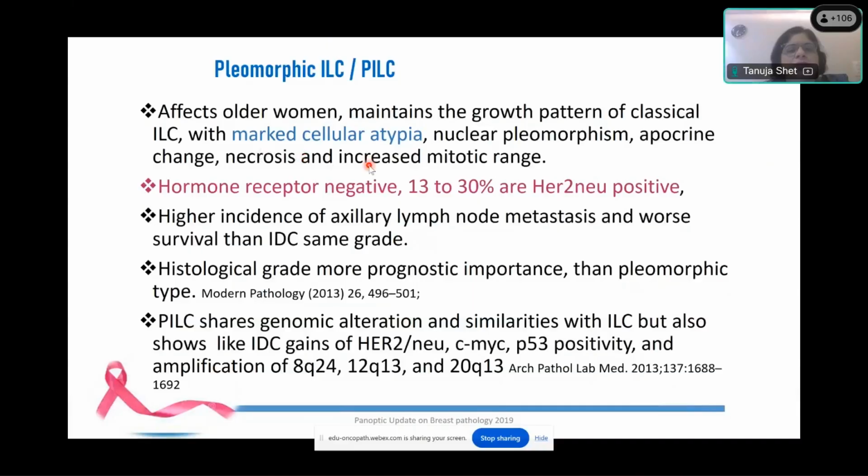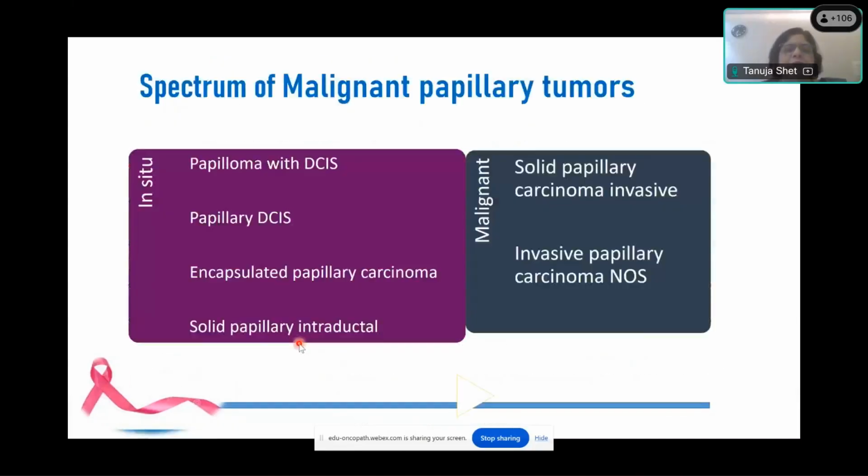There's marked cellular atypia. Normal lobulars are ER/PR strongly positive, but these guys may be even HER2 positive, and they have high incidence. They behave the same as IDC of the same grade, and that is why it's important to know whether it's pleomorphic or not. It carries some similarities with IDC and some similarities with lobular carcinoma, which is expected.